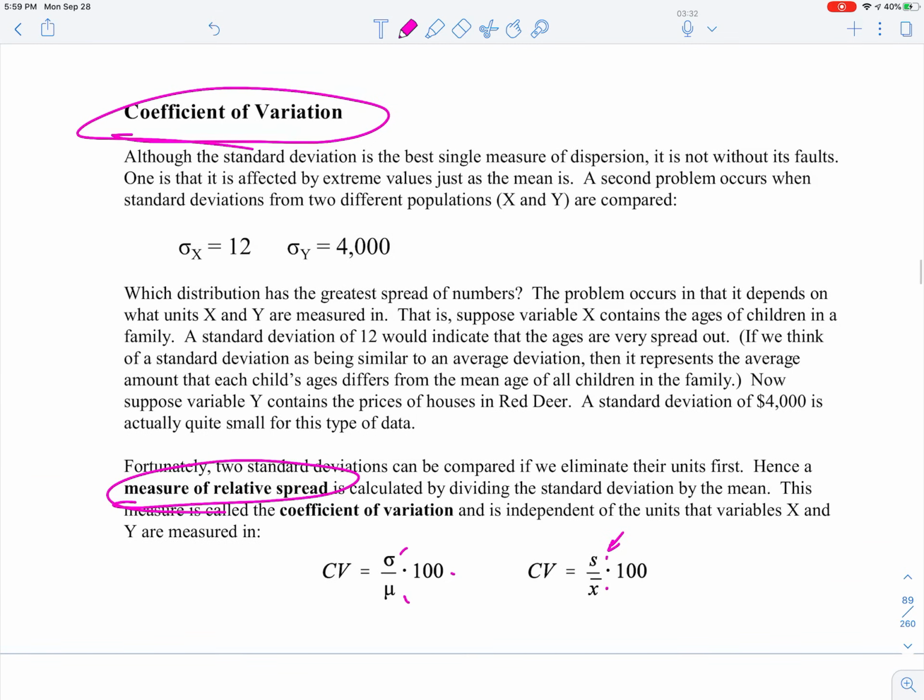By the way, we would not be comparing x and y in this particular case. We would not be comparing the spread of ages in a family versus the spread of house prices. But what we might be doing is comparing the spread of house prices back in the 60s to what it is today. When you're dealing with changes over time, it's very, very useful. Or if we're comparing comparable things, like the spread of house prices in Edmonton versus Red Deer versus Calgary, we come up with a coefficient of variation for each one, even though the means might be different.